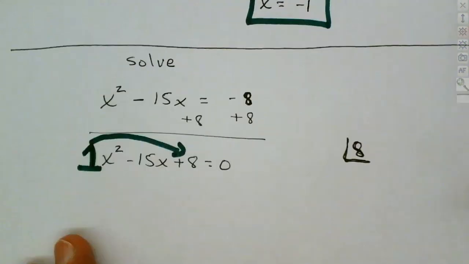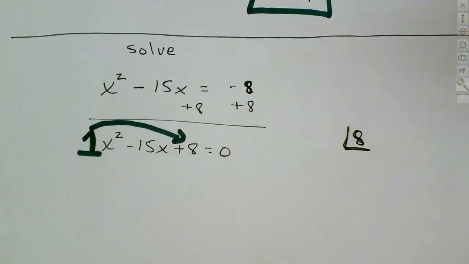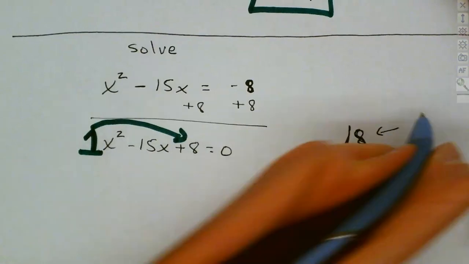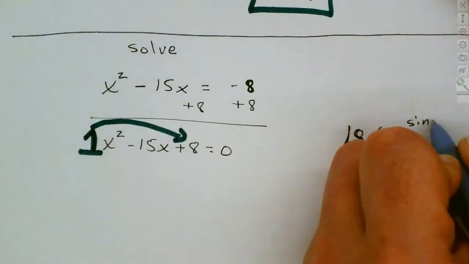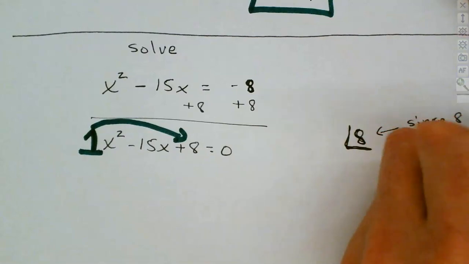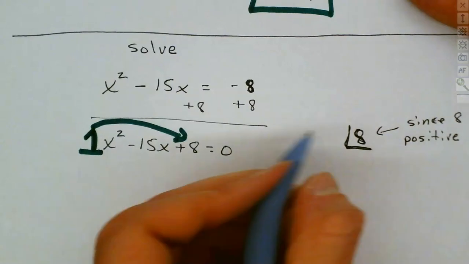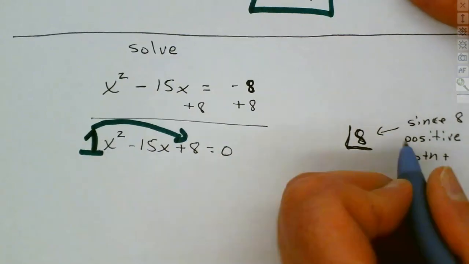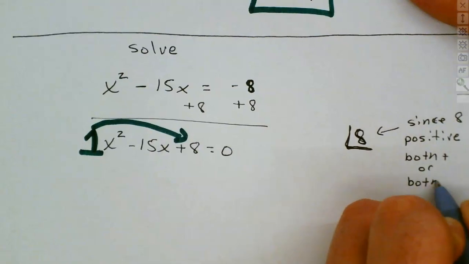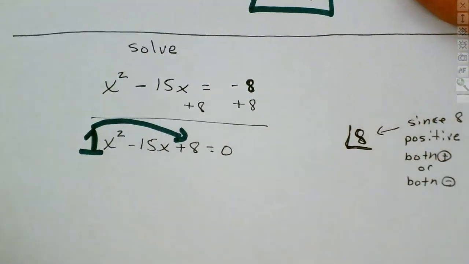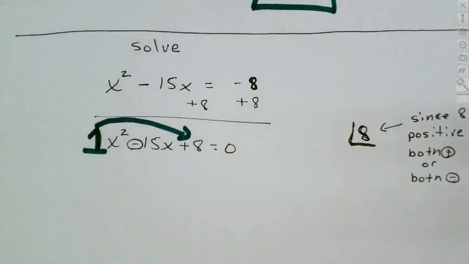Now let's talk about signs. I picked this one on purpose to make us think a little bit about signs. Since that 8 is positive, they are either both positive or both negative. Now, what's the sign in the middle? Negative. So what do we know about the signs? Are they positive or are they negative? They are both going to be what? Negative, right? Why?